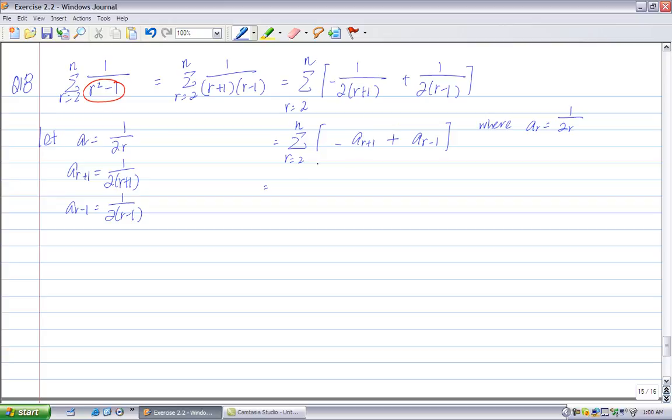So first of all, you sub in r equals to 2. When r equals to 2, this term is equal to negative A3. This term is equal to negative A1. So you have negative A3 plus A1. This is the first set. Plus, when we move on to r equals to 3, you get minus A4 plus A2. When r equals to 4, you get minus A5 plus A3.